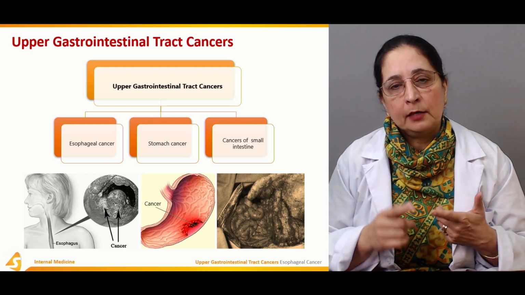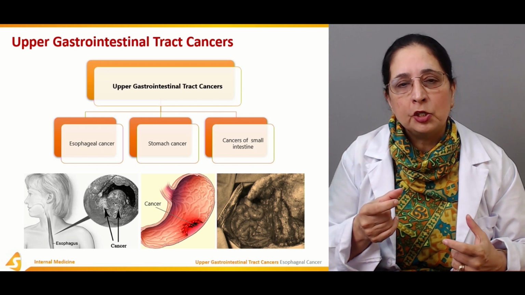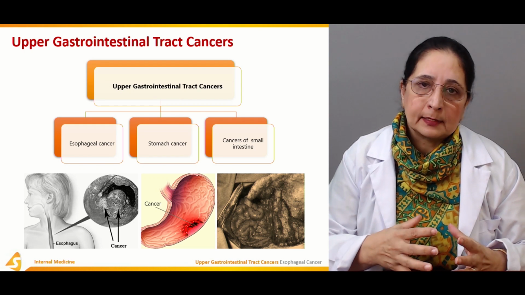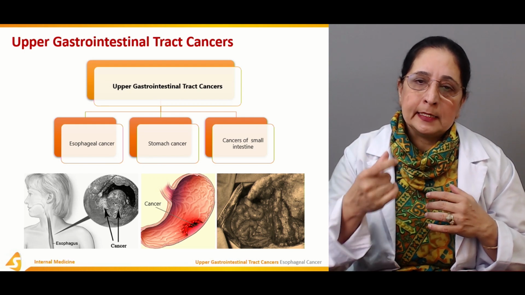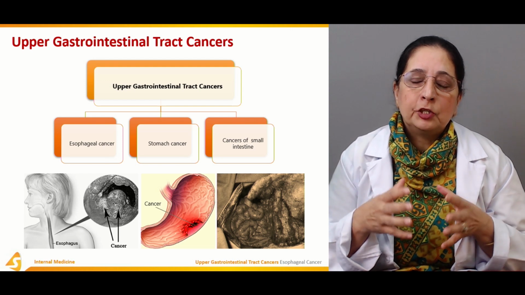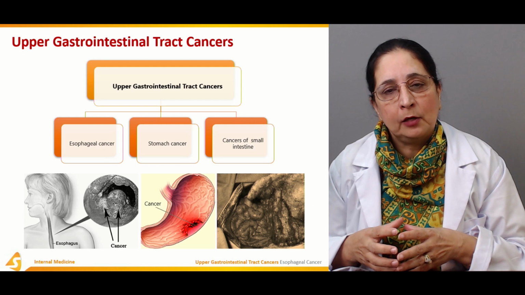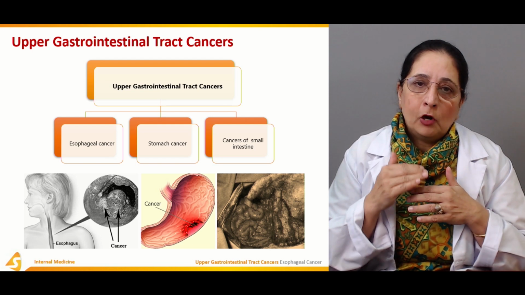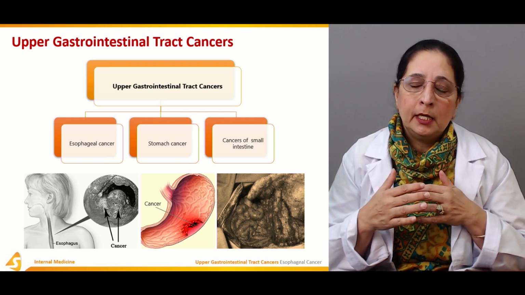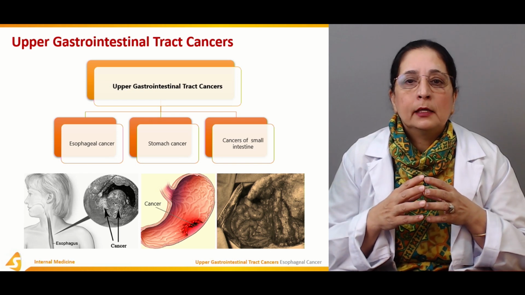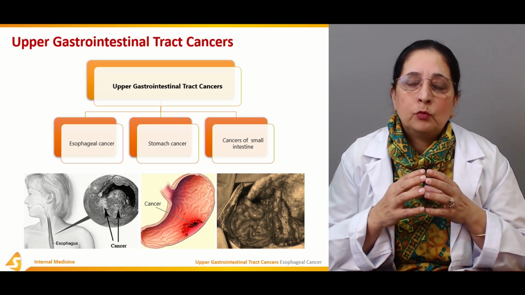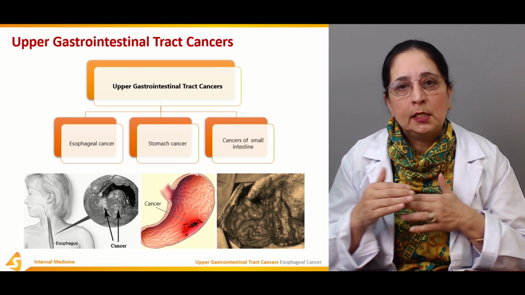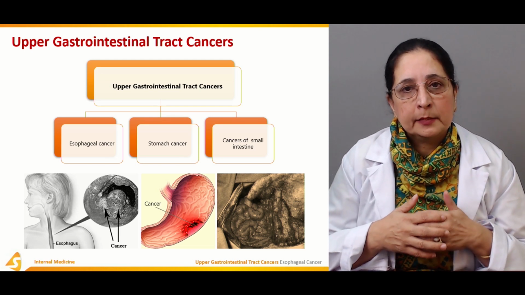So the upper GI tract includes the esophagus, which is a long tube through which the food enters from the pharynx into the esophagus. The pharynx, or throat, is the part which is common to both the digestive system and the respiratory system. And the epiglottis is the flap that closes the trachea when we swallow or eat. So the pharynx is the common part between the GI tract and the respiratory system.